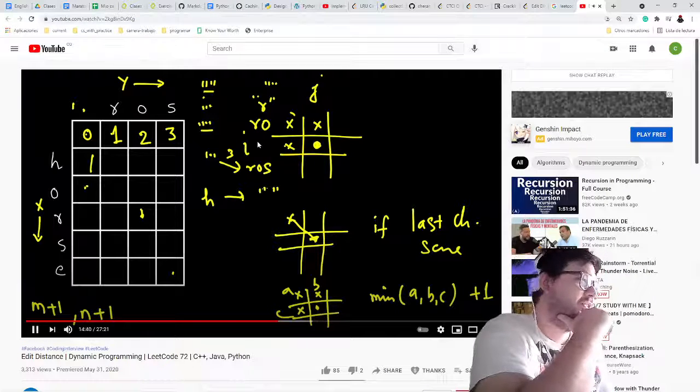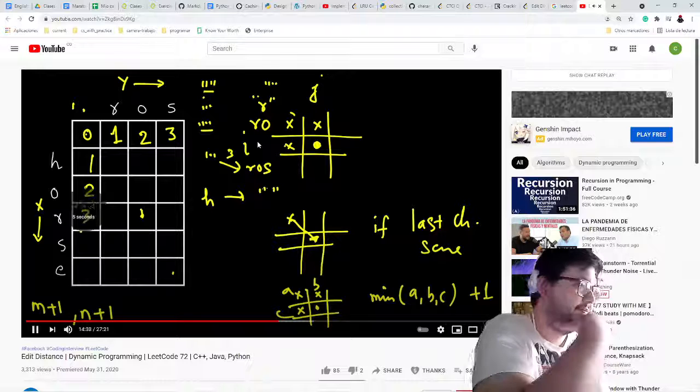Okay, and again, convert it to empty. So we will delete the characters, 2, 3.